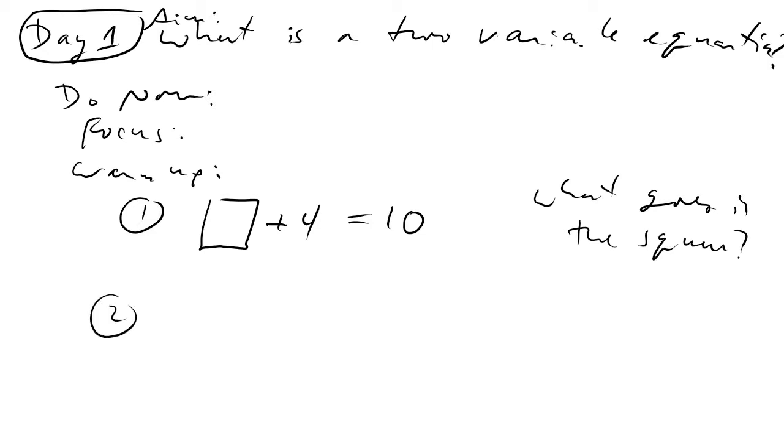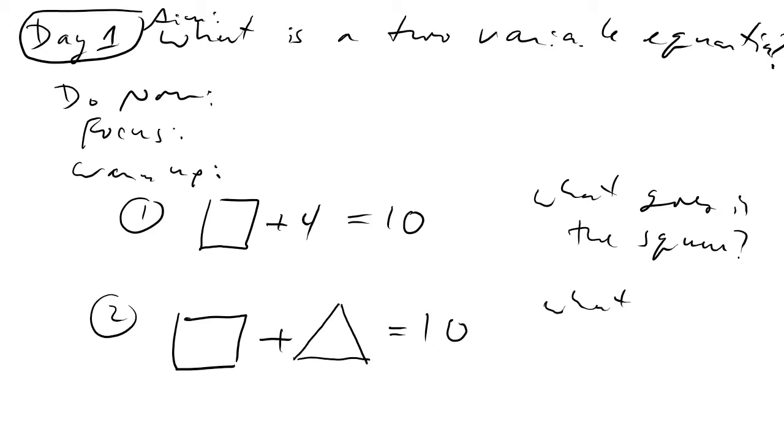And question 2 would be square plus, I don't want to do another square because they might think it has to be the same number, triangle equals 10. And I'll say what goes in the square and the triangle?